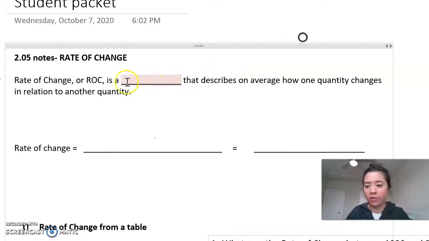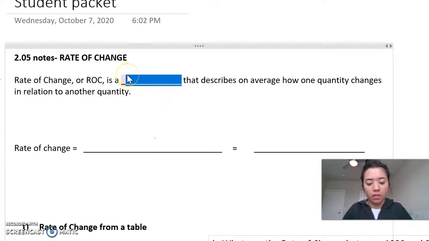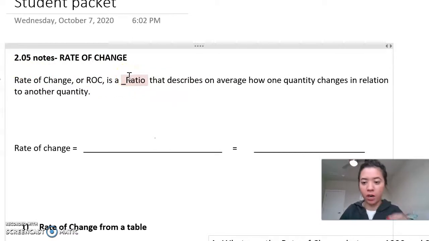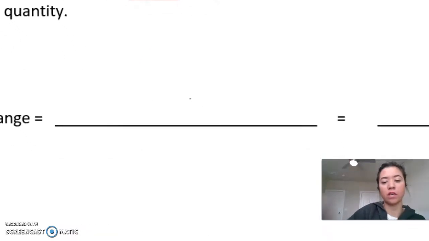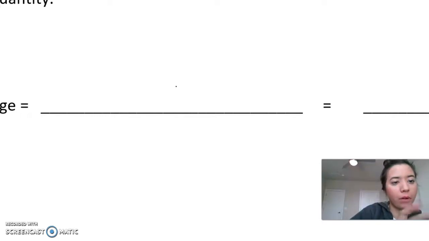This lesson is our fifth one in Unit 2, and it is all about rate of change. Now, rate of change, or ROC, is a ratio that describes on average how one quantity changes in relation to another. And this is the way we calculate it.